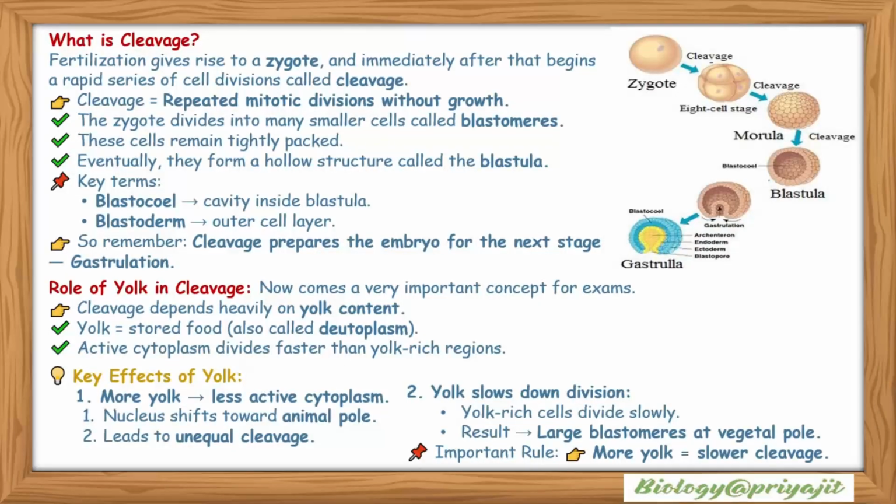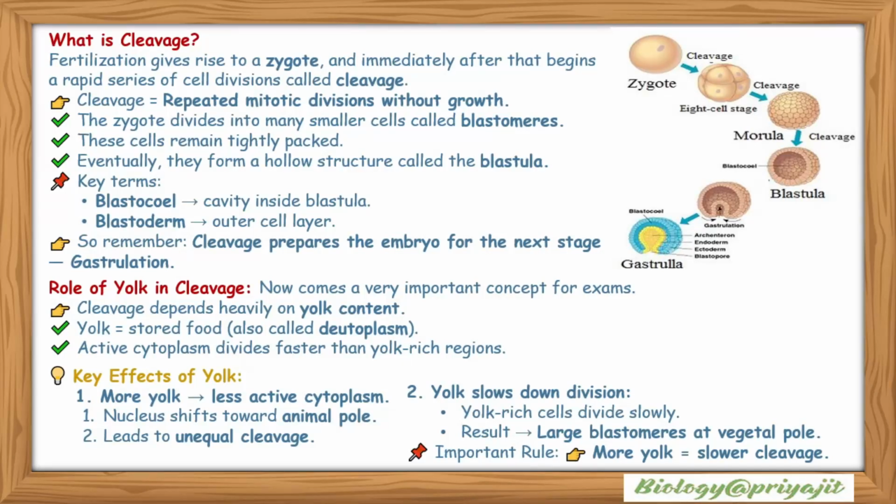So what is cleavage? Fertilization gives rise to a zygote and immediately after that begins a rapid series of cell divisions called cleavage. Cleavage is the repeated mitotic divisions without growth. The zygote divides into many smaller cells called blastomeres. These cells remain tightly packed. Eventually they form a hollow structure called the blastula. Key terms: blastocoel, the cavity found inside the blastula, and blastoderm, the outer cell layer. So remember, cleavage prepares the embryo for the next stage, that is gastrulation.